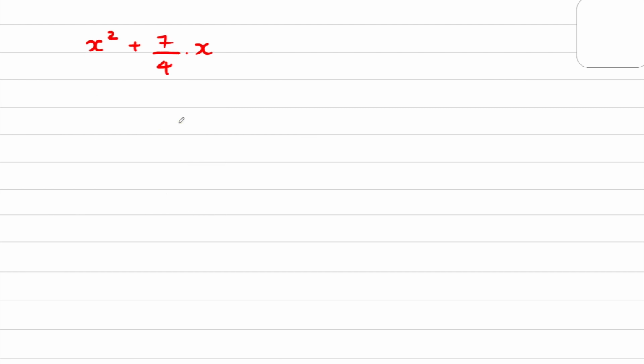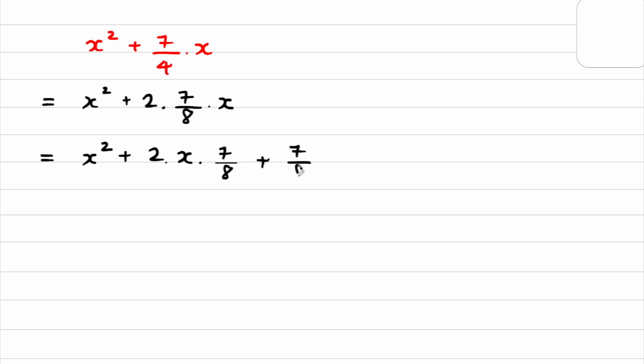The next example, you got x squared plus 7 over 4 x. Okay, how can you work with this one? x squared, and I need 2. 7 over 8 will appear here and multiply x. So x squared plus 2 multiplied by x times 7 over 8. It means the next term will be 7 over 8 squared, and after that 7 over 8 squared outside.